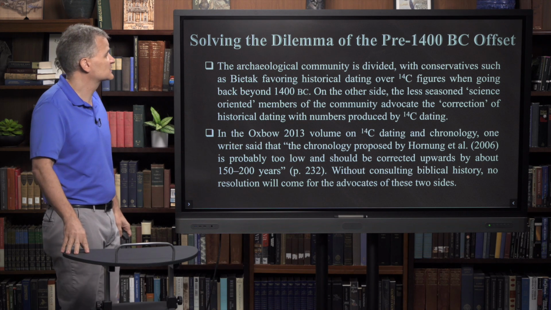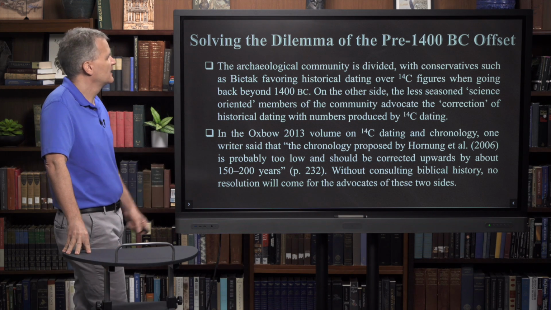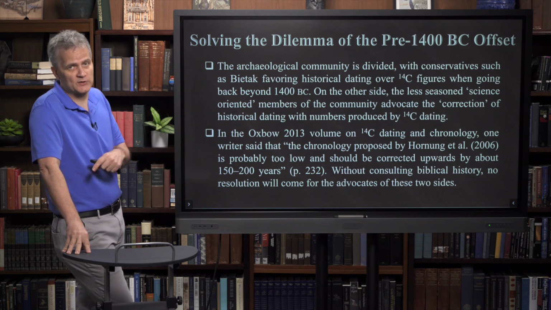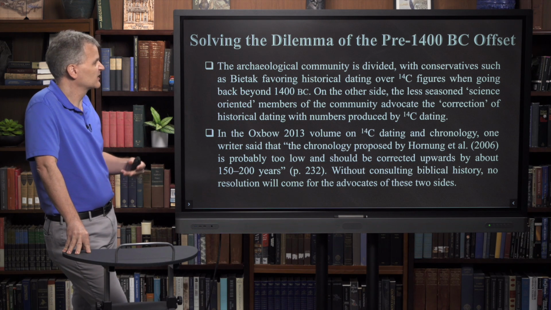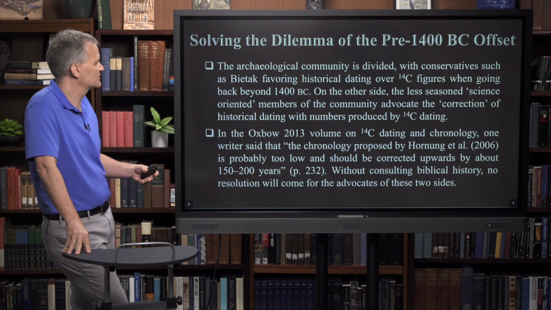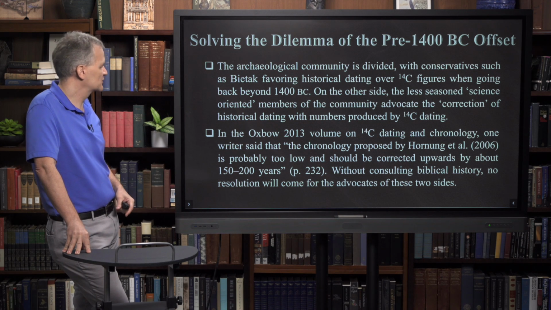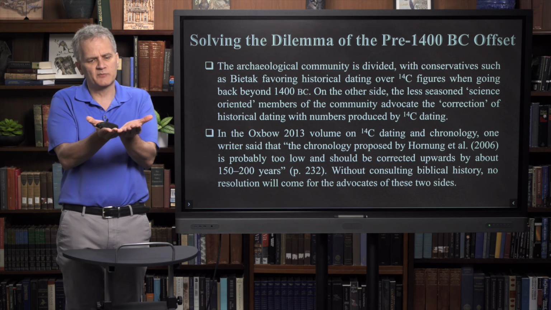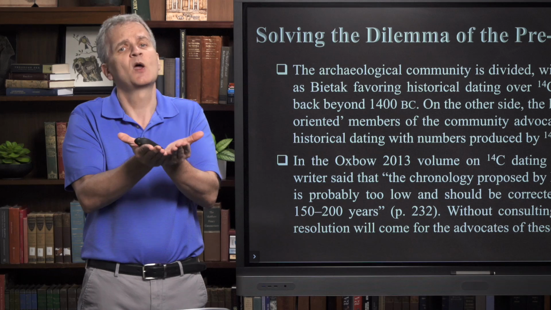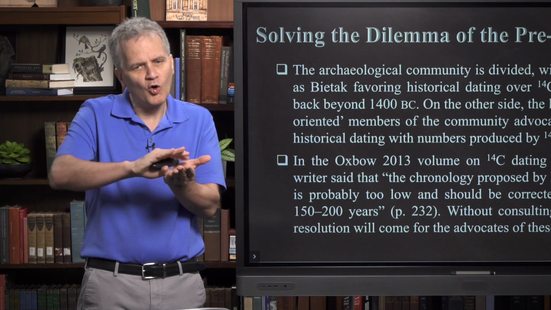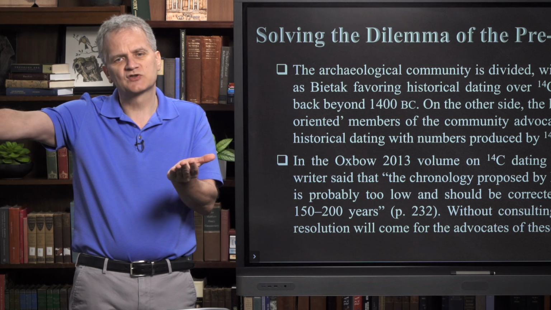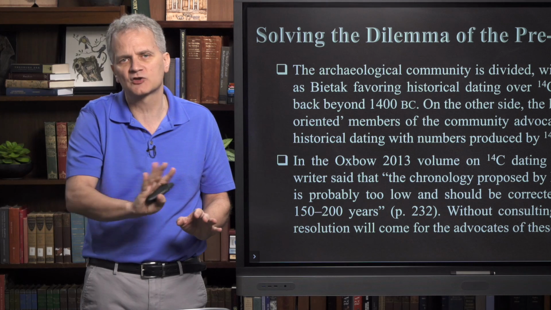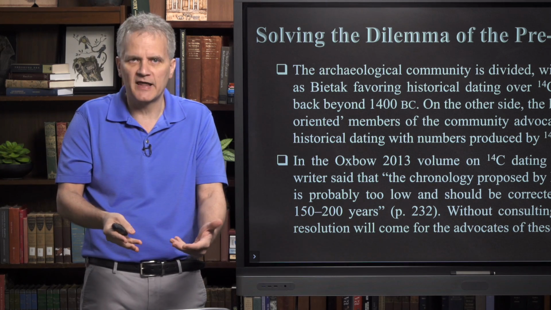The archaeological community is divided, with conservatives such as BTOC favoring historical dating over carbon-14 figures when going back beyond 1400 BC. On the other side, the less seasoned, science-oriented members of the community advocate the correction of historical dating with numbers produced by carbon-14 dating. So in other words, they look at the evidence, the carbon-14, and they say, this is science, and because it's science, we have to accept it. And so our whole 150 or 200 years of study of the history of the ancient Near Eastern world, we can turn it on its head and just erase it like on a chalkboard and start over with radiocarbon evidence.